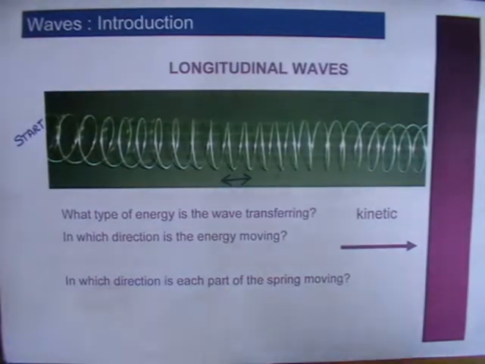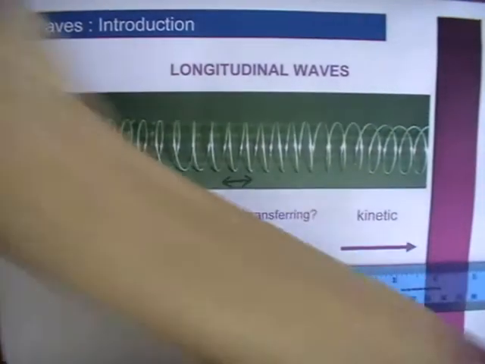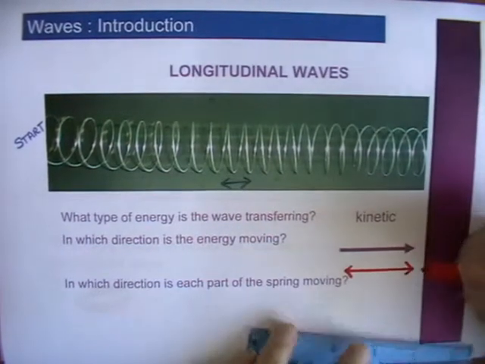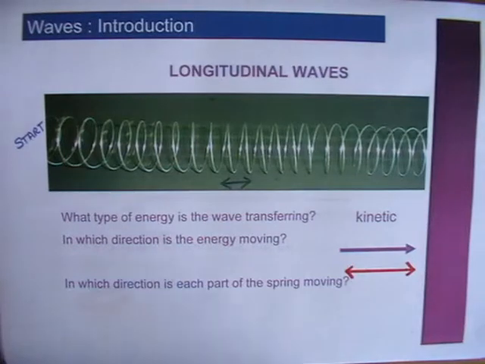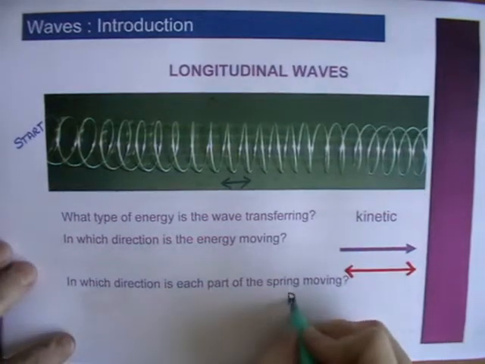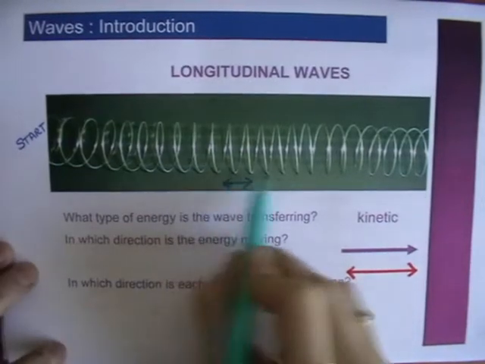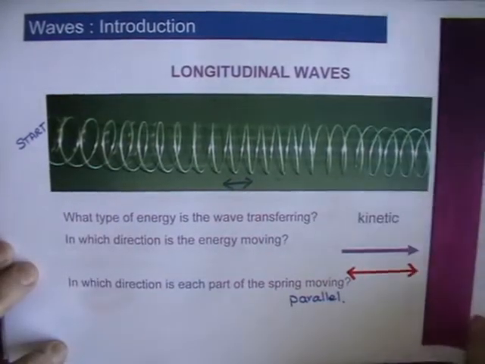If I draw that as an arrow down here in red and put an arrow on each end, because the spring's moving to and fro about its position and vibrating, you can see those two lines are parallel to each other. And so the springs are moving parallel to the direction that the energy is moving in.